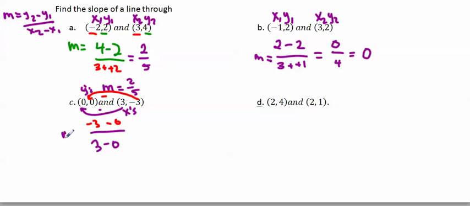Okay, and that is my slope formula, right? y2 minus y1 over x2 minus x1. Okay, so I get negative 3 minus 0, which is negative 3, and 3 minus 0, which is 3. I want to simplify this as much as I can, so I've got negative 3 divided by 3 is negative 1. That's my slope. Alright, so pause the video real quick and try D.